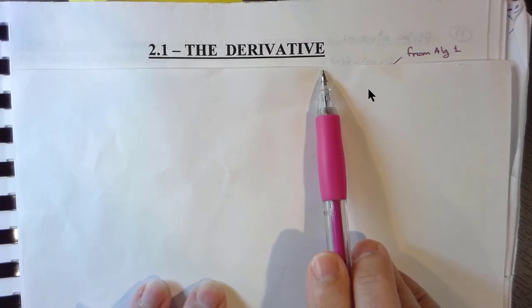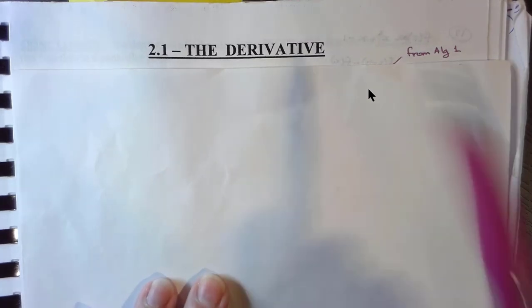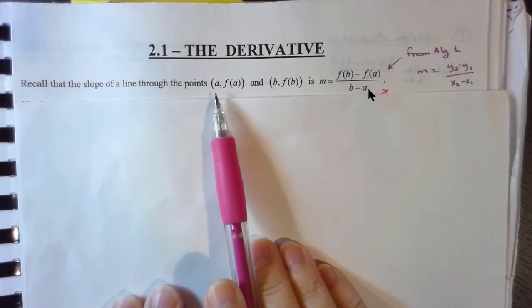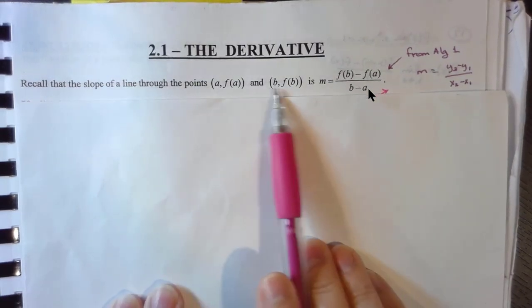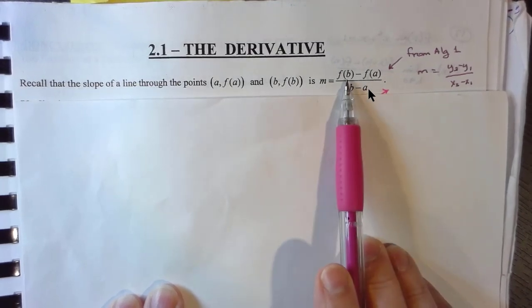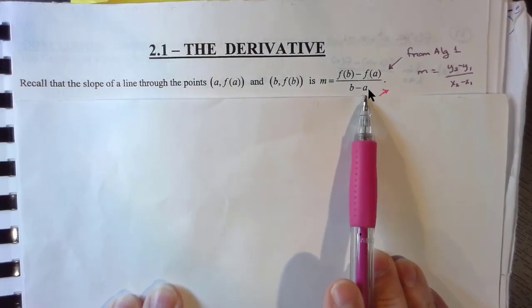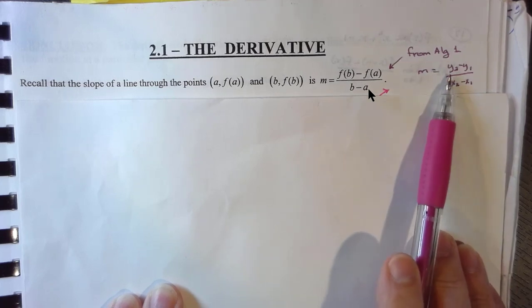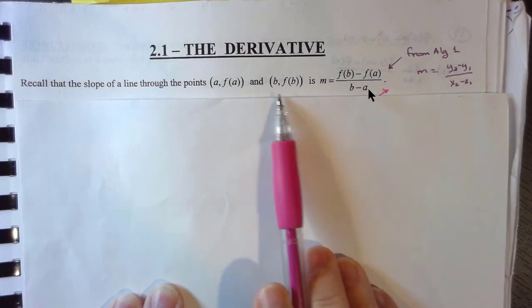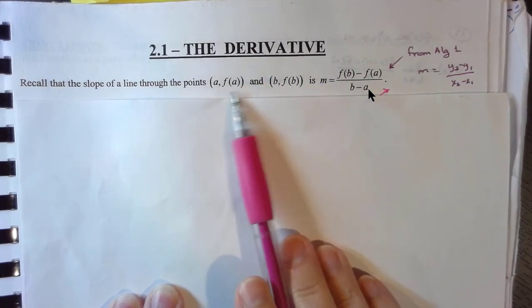The derivative, one of your favorite calculus words. Recall that the slope of a line through the points (A, f(A)) and (B, f(B)) is m equals f(B) minus f(A) over B minus A. Now from Algebra 1, you should remember y2 minus y1 over x2 minus x1. We are just giving our y values different names.